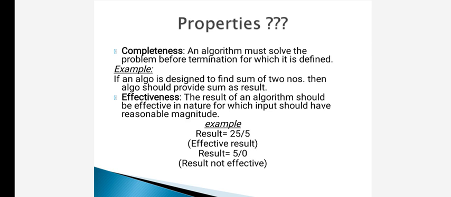For example, if a result is equal to 25 by 5, this result is effective in nature because both the input values have some reasonable magnitude. In the next case, if result is equal to 5 by 0, this result is not effective because one of the inputs does not have a reasonable magnitude.